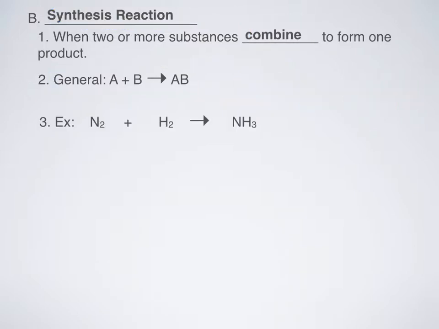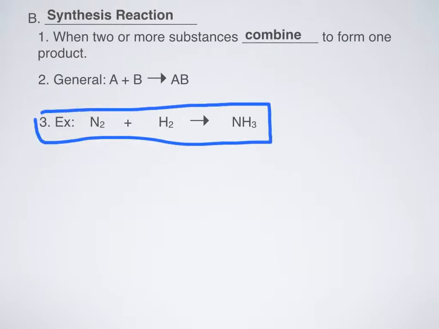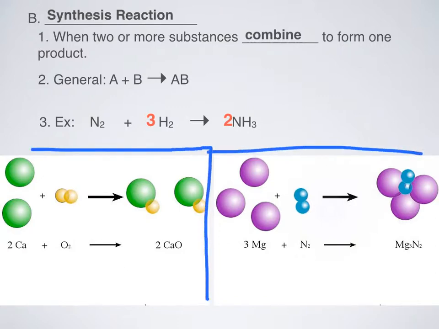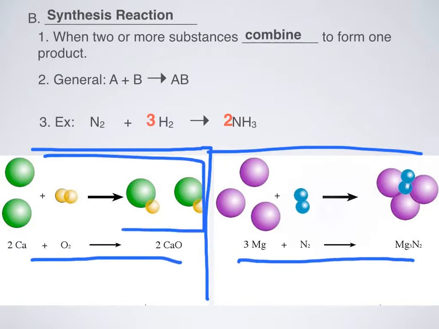So here's a very good example of what a synthesis reaction really looks like. We have N2, nitrogen gas, and H2, hydrogen gas, yielding NH3. And we also have two pictures of what synthesis reactions look like, and they're both good. Again, underneath here we have our symbolic representation, and up here we have our pictures.